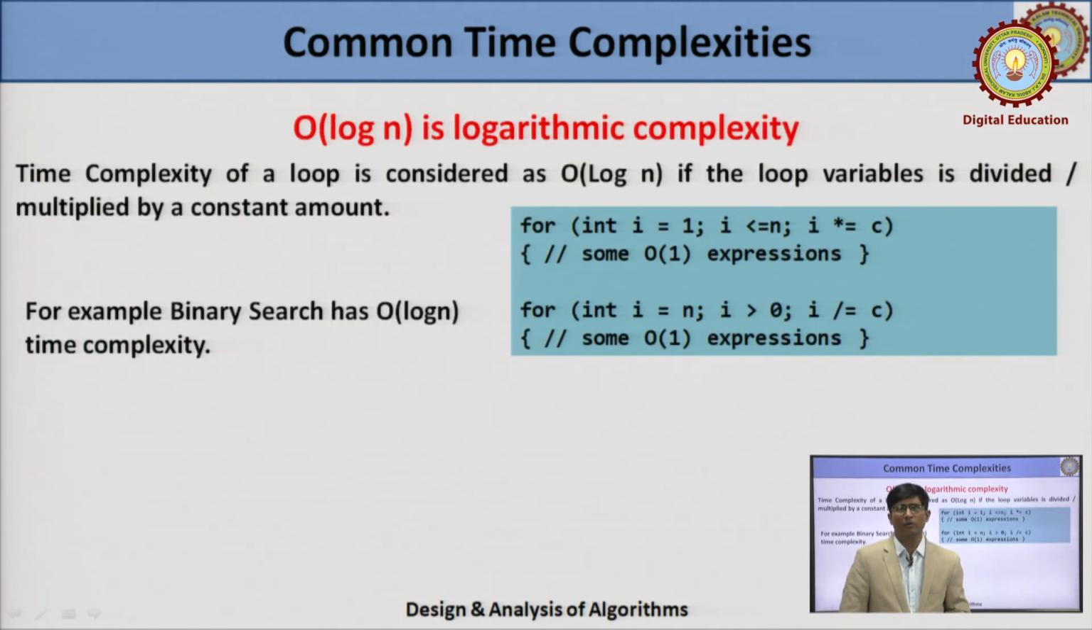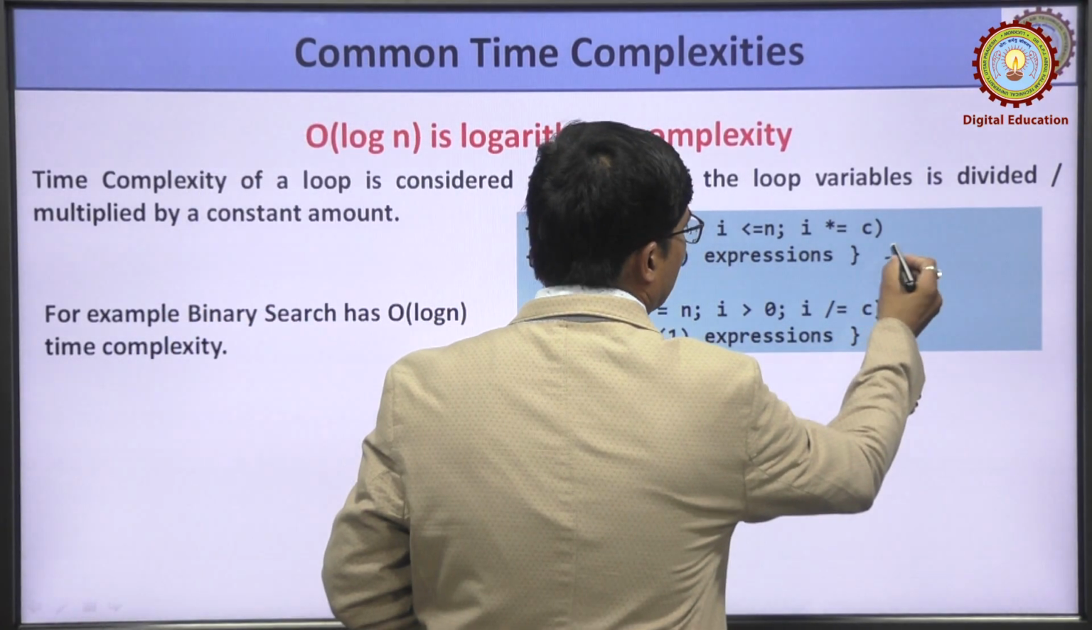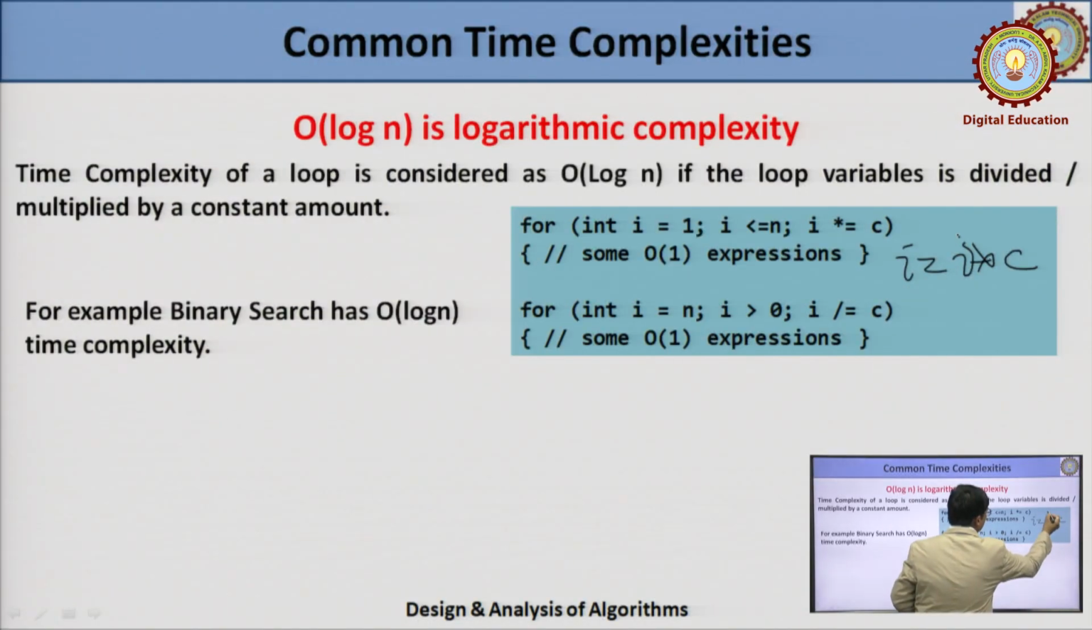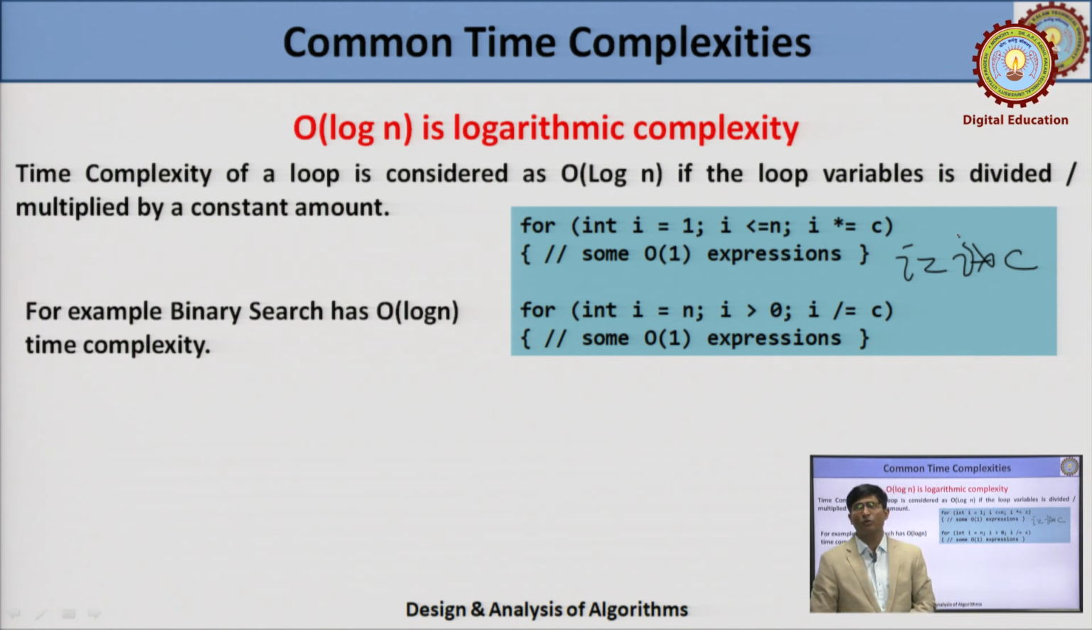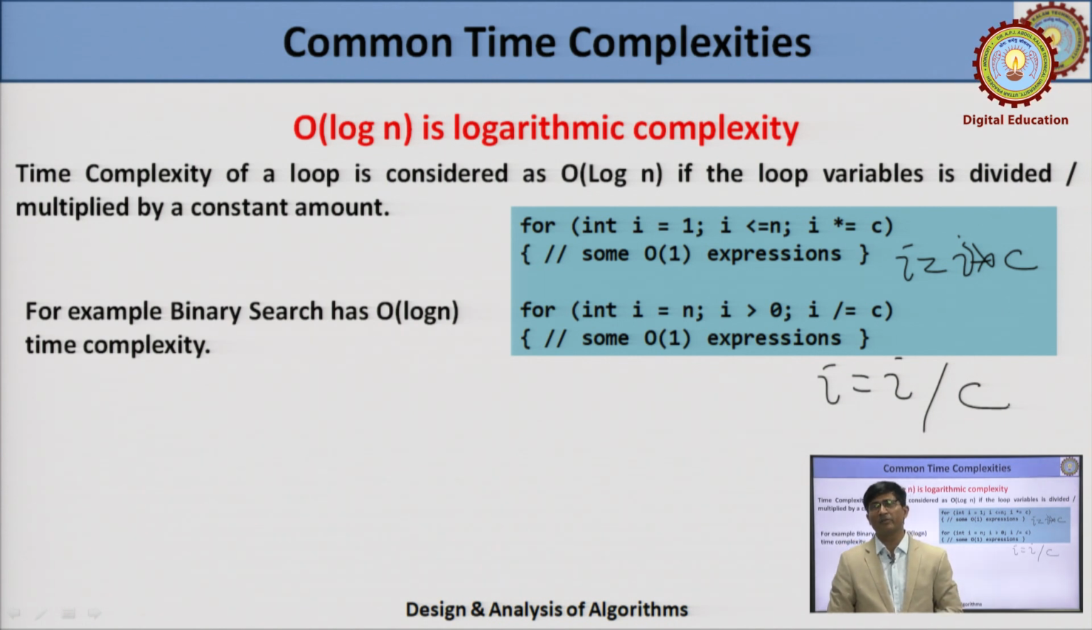Let's now talk about order of log n time complexity, which is also called logarithmic time complexity. In this case, in every iteration, the number of iterations is reduced by a constant factor. In this particular case, in every iteration we are multiplying i by a constant factor c, and in the second case we are reducing i in each iteration by dividing by a constant factor c.